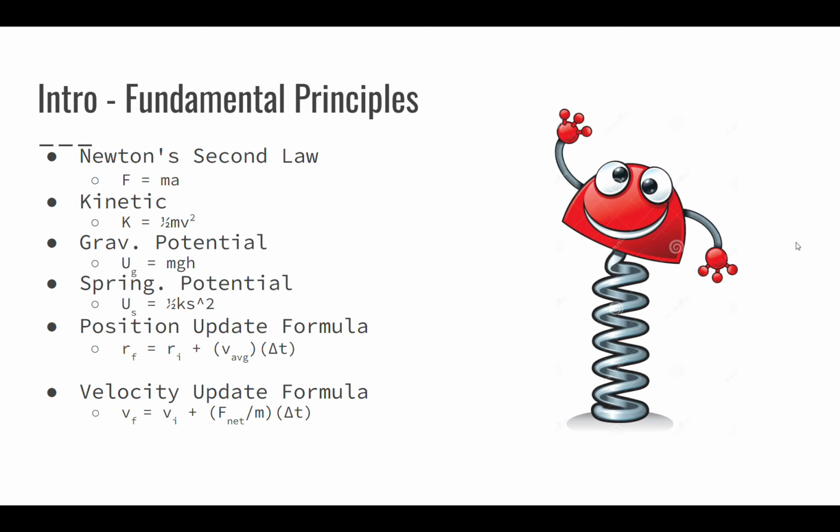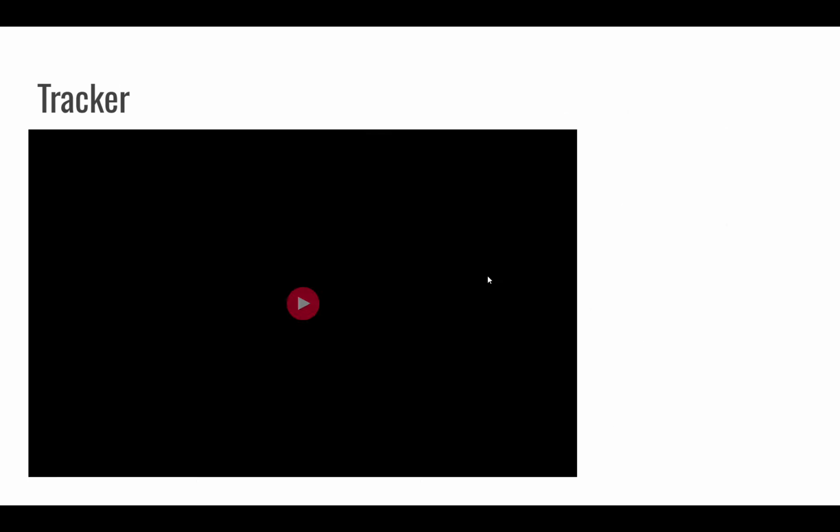y motion. So some fundamental principles are Newton's second law, where force is equal to mass times acceleration; kinetic energy, which is equal to 1/2 mass times velocity squared; gravitational potential, which is equal to mass times gravity times change in displacement; spring potential, where it's 1/2 k constant, and the stretch or compression squared. And then we have our position and velocity update formulas.